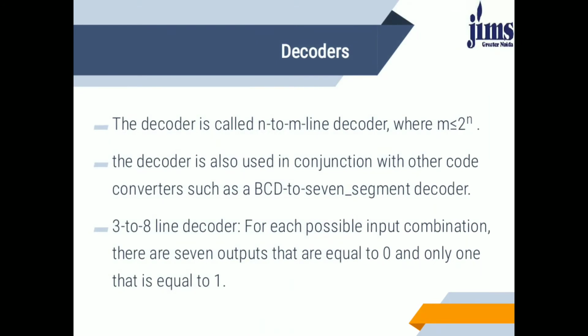So first we need to know what decoders are. The decoder is called an N to M line decoder, where M is less than or equal to 2 raised to the power n. It is also used in conjunction with other code converters like BCD to 7 segment decoder or 3 to 8 line decoder. In a 3 to 8 line decoder, for each possible input combination there are 7 outputs that are equal to 0 and only 1 that is equal to 1. This is a decoder.